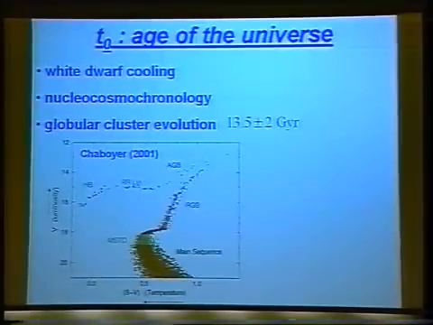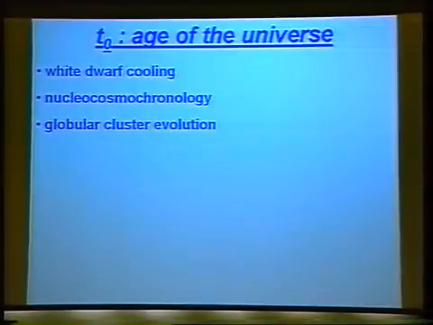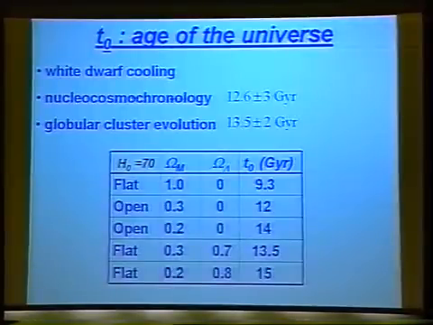There have been some recent advances in fitting globular cluster evolution, and this results in an estimate for the age of the universe of 13.5 plus or minus 2 gigayears. So the idea is that the universe is older than the oldest elements and older than globular clusters. These are the recent results for nucleocosmochronology and globular cluster evolution.